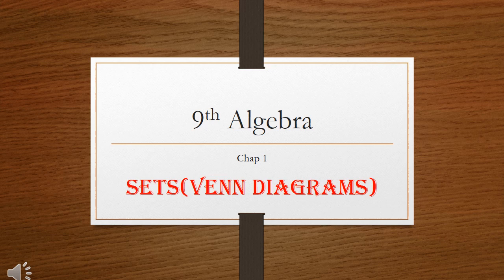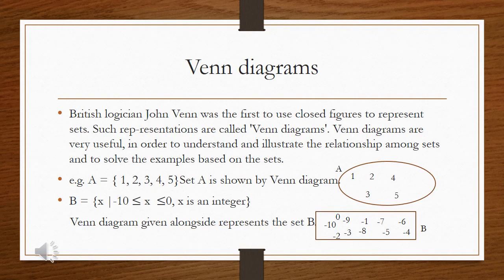Hello students, let us discuss the first chapter of ninth algebra, sets, and in this session we are going to discuss Venn diagrams. British logician John Venn was the first to use closed figures to represent sets. Such representations are called Venn diagrams. Venn diagrams are very useful to understand and illustrate the relationship among sets.